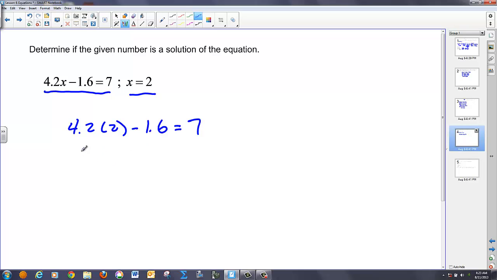4.2 times 2 is going to be 8.4. Subtract out the 1.6, and hopefully that equals 7. And I know 8.4 minus 1.6 is equal to 6.8, which doesn't equal 7. Therefore, no. 2 is not a solution to the equation.